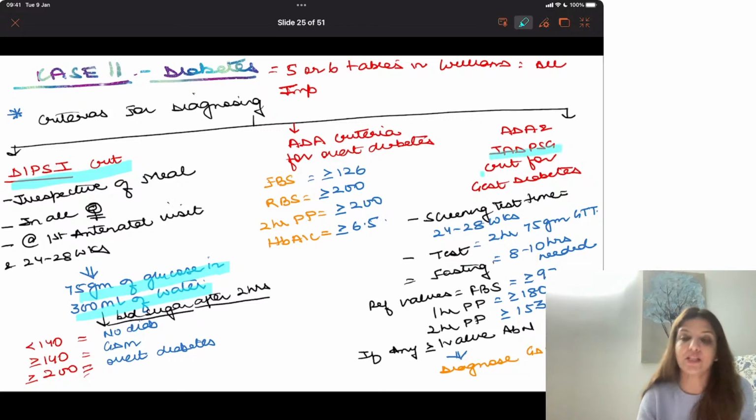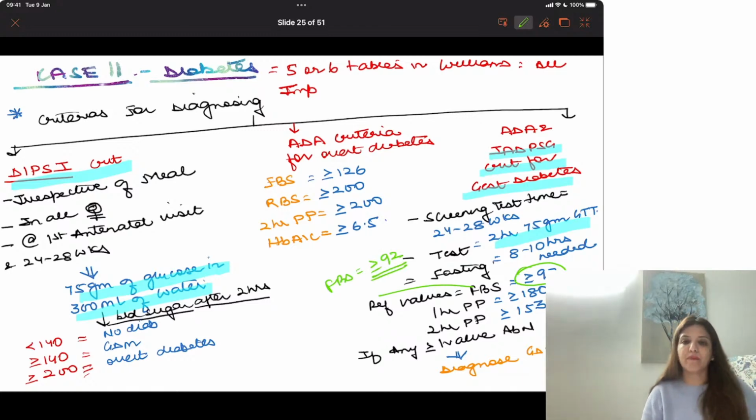Then comes IADPSG criteria for gestational diabetes. According to this criteria, the screening test has to be done at 24 to 28 weeks. Fasting is needed, 8 to 10 hours of fasting. After 8 to 10 hours of fasting, we have to check the fasting blood sugar levels. Then you are going to give 75 grams of glucose and you are going to check 1-hour PP and 2-hour PP values. That is why it is called 75 grams 2 hours GTT. Right? Now here the upper limit is something which is different. The upper limit for fasting blood sugar is not 95. Many of you think it is 95. It is more than equal to 92. 1-hour PP 180, 2-hour PP 153. If any of these values is abnormal, even if one or more than one value is abnormal, then you diagnose it as a case of gestational diabetes.